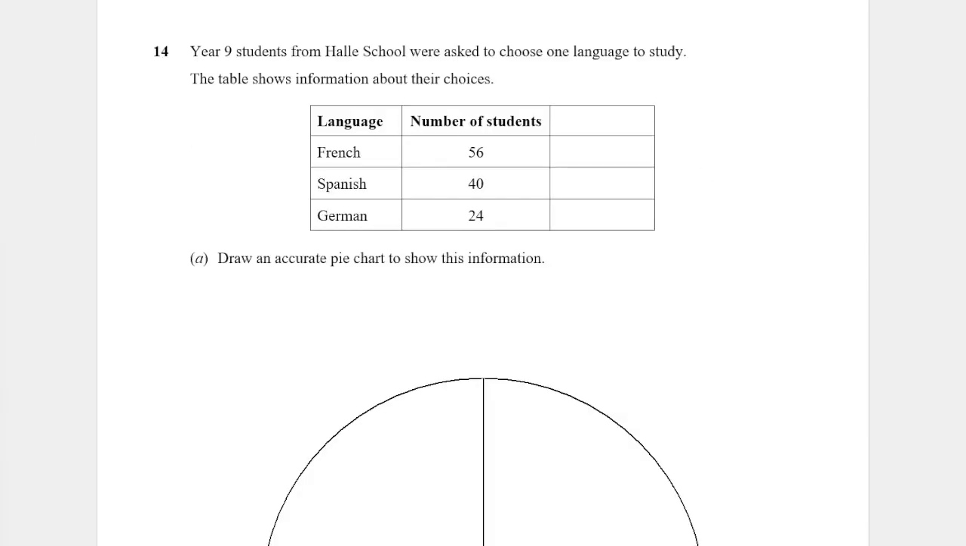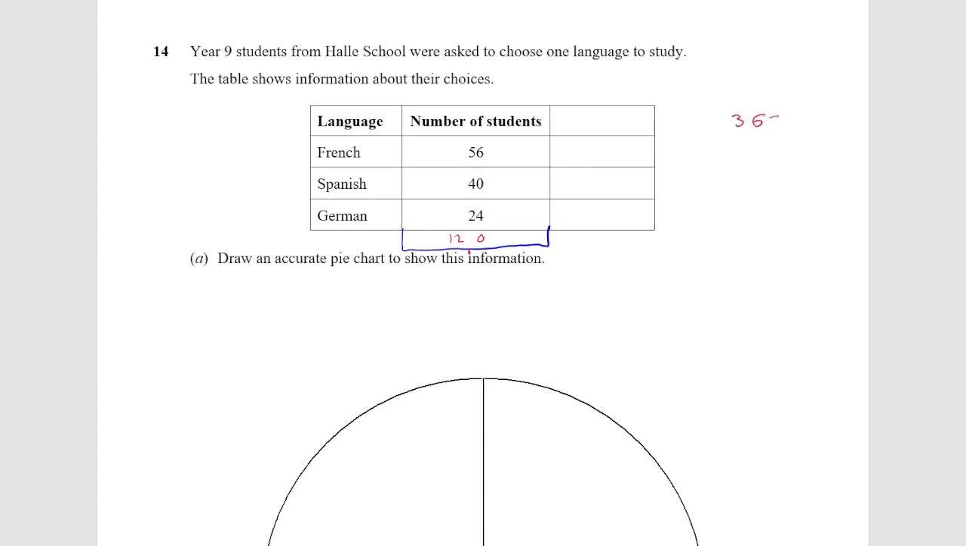Okay, question 14. Year 9 students from Hale School were asked to choose one language to study. The information table gives information about their choices. So first thing we need to do is work out the number of students that were asked. So 6 plus 4 is 10, 5, 9, 10, 11, 12, so 120. So we've got 120 students who were asked.